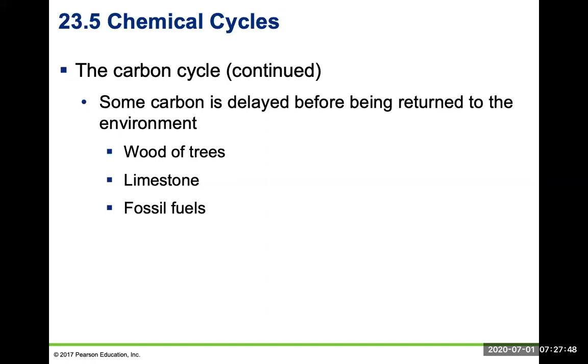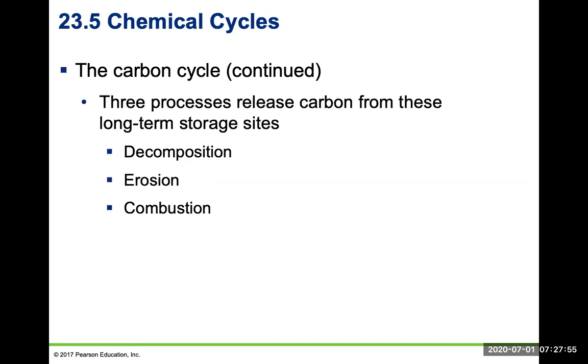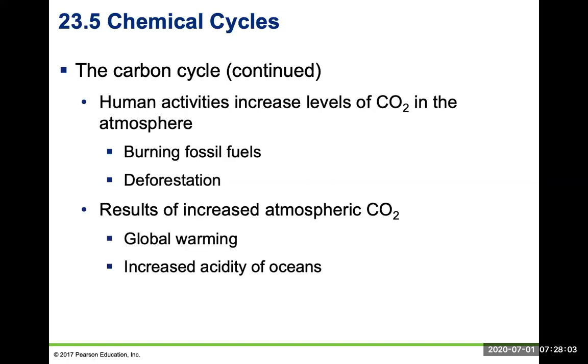Some carbon is delayed before returning to the environment, so it'll be found in the wood of trees, limestone, or fossil fuels. And 3 processes release carbon from these long-term storage sites: decomposition, erosion, and combustion. Human activities like burning of fossil fuels and deforestation increase levels of carbon dioxide in the atmosphere, and this can lead to the warming of the atmosphere or increased acidity of oceans.